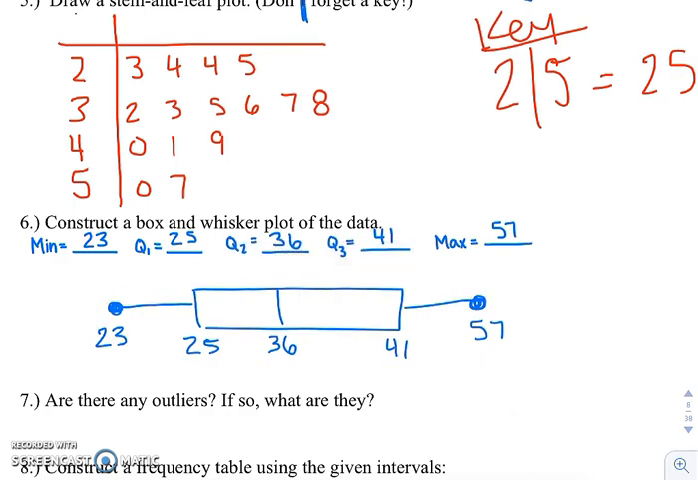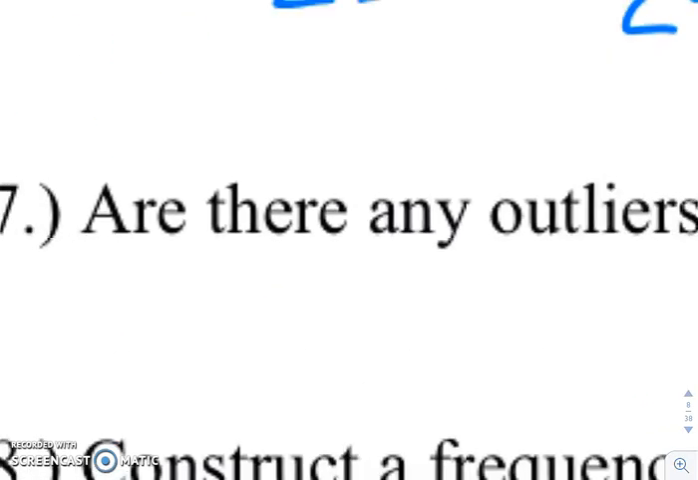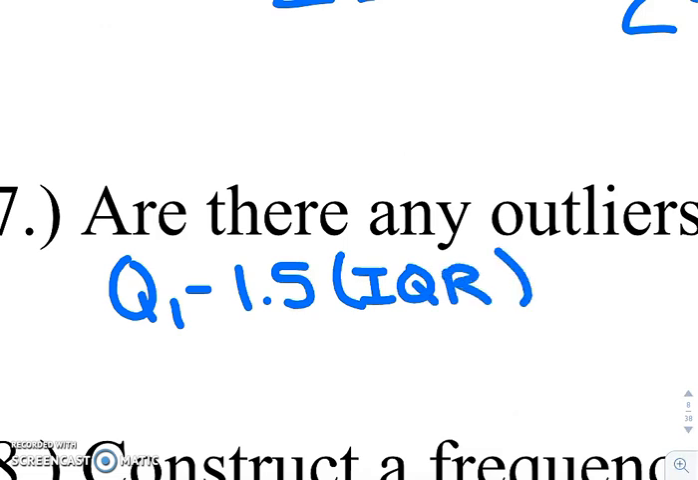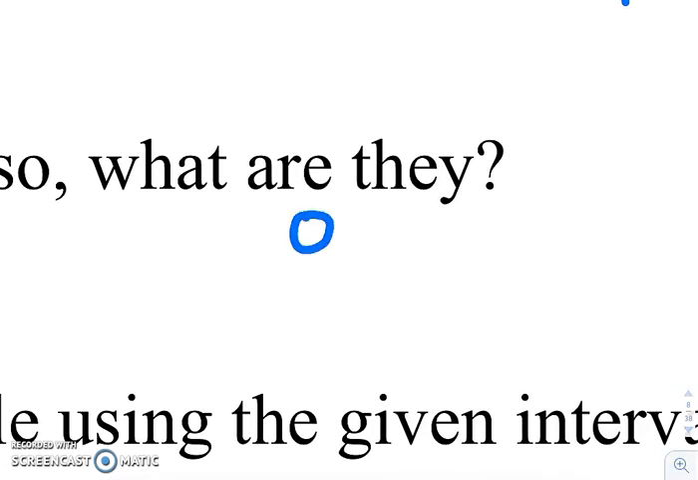So are there any outliers? Let's find our interquartile range first because we're going to need that. So the IQR is 41 minus 25. So our IQR equals 16. Okay, so that's important because we need that to find our outliers. The first formula is Q1 minus 1.5 times that IQR. And then the other formula is Q3 plus 1.5 times that IQR.